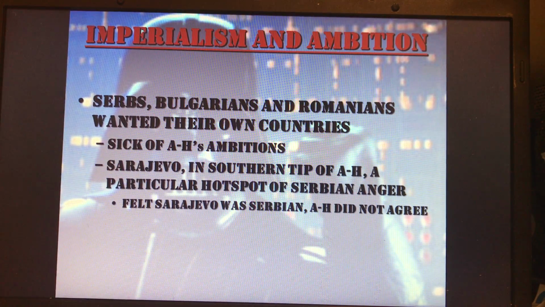Now the Serbs, the Bulgarians, and the Romanians, they all wanted their own countries. They were sick of Austria-Hungary's rule, and they were sick of the empire's ambitions. Sarajevo, a part of the southern tip of the Austro-Hungarian Empire, was a particular hotbed of nationalism, particularly Serbian nationalism. The Serbians also claimed Sarajevo, and they felt that Austria-Hungary had no right to it. Austria-Hungary, of course, did not agree. They had earlier claimed Sarajevo and simply told the Serbians, you just get to deal with it, be quiet, and live your own life. Clearly, the Serbs were not having any of it.